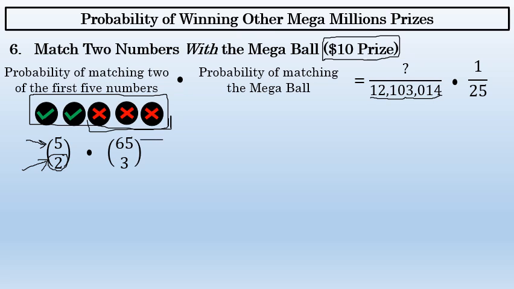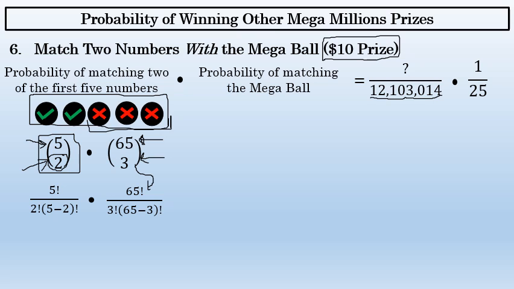65 choose 3 comes from there being 65 numbers of the 70 that do not match, and these last 3 numbers that are picked are not matching. We want 3 of those 65 non-matching numbers. That can be found using this combination, 65 choose 3. Applying the combination formula to these 2 combinations yields 5 factorial over 2 factorial times 5 minus 2 factorial for 5 choose 2. And 65 choose 3 looks like this.